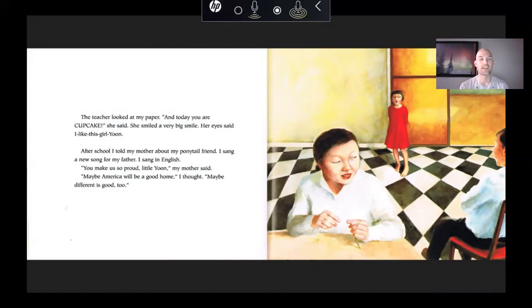After school, I told my mother about my ponytail friend. I sang a new song for my father. I sang in English. "You make us so proud, little Yoon," my mother said. "Maybe America will be a good home," I thought. "Maybe different is good, too."